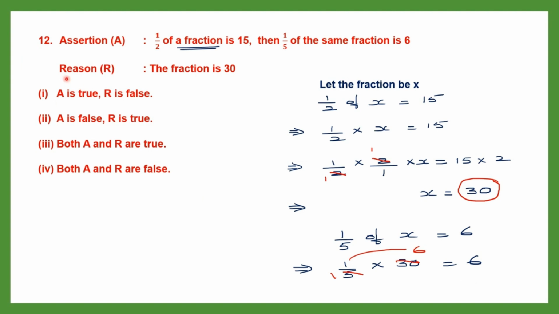Now let's see what the reason states. The reason states that the fraction is 30, and we just found out that the fraction is x, and that is 30. In the beginning we said let the fraction be x, and we found out x is equal to 30, and that is what the reason also says. That means assertion is true, reason is also true, so we can choose option 3, which says both A and R are true. So this is our answer.